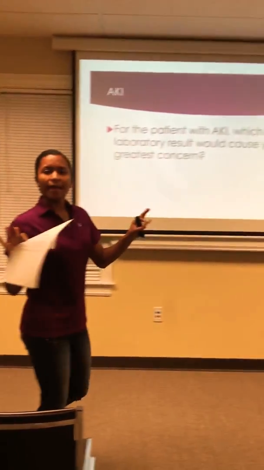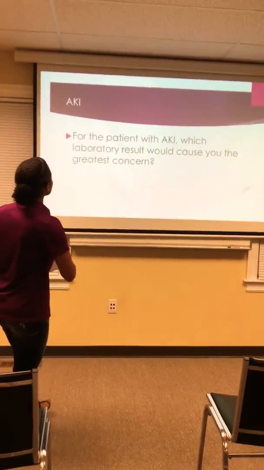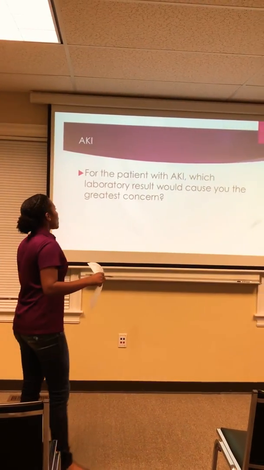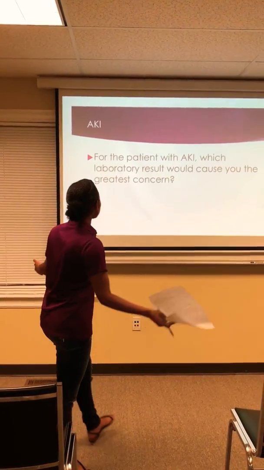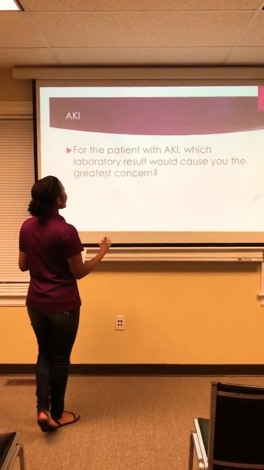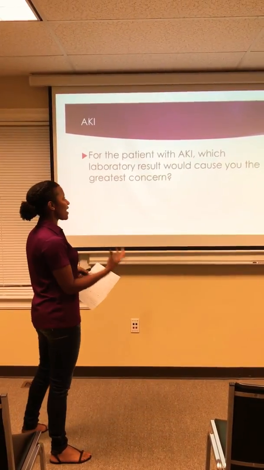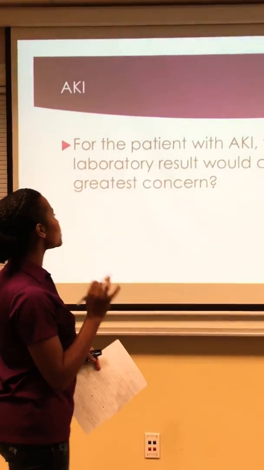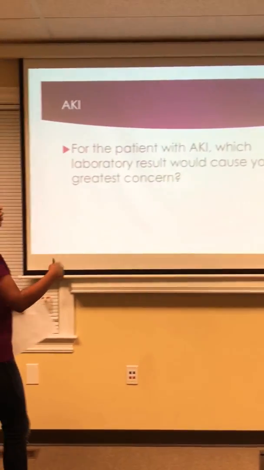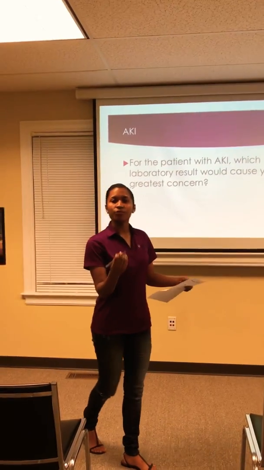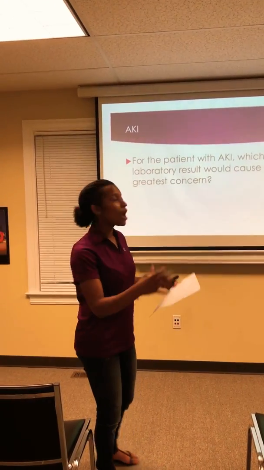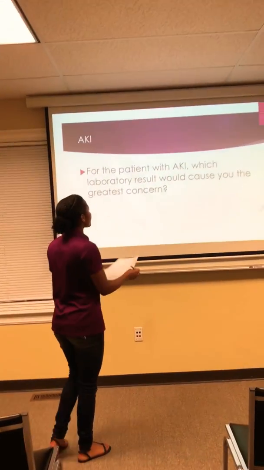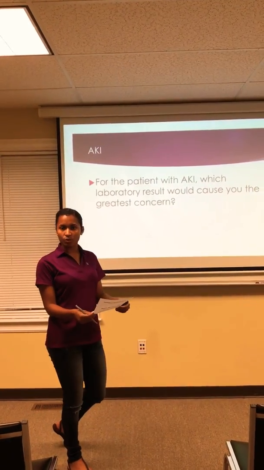So first we're going to analyze a question. We're going to look at a question, and the question is about AKI, acute kidney injury. For the patient with AKI, which laboratory results would cause you the greatest concern? So what are we looking for here? We're looking for the greatest concern when it comes to that laboratory result.